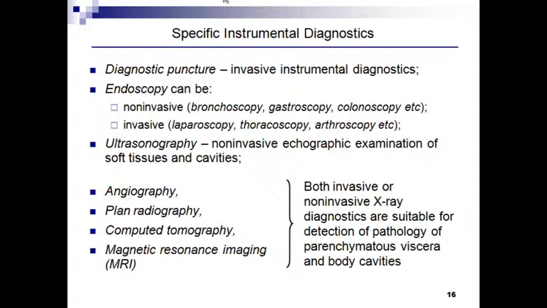Both invasive and non-invasive X-ray diagnostics are applicable for detection of pathology of parenchymatous organs and body cavities. Very useful methods for diagnostics of bleeding inside the parenchymatous organs, inside the cavities. For example, intracranial brain bleeding can be defined by angiography, computed tomography or magnetic resonance. Intraperitoneal bleeding, the same. We can find liquid in a CT scan, for example.